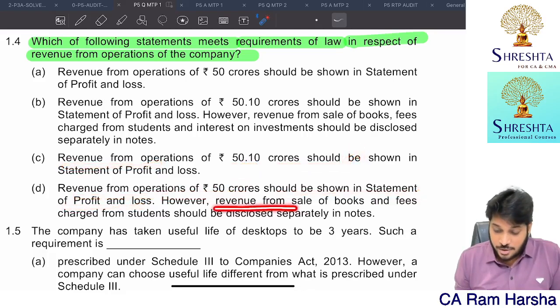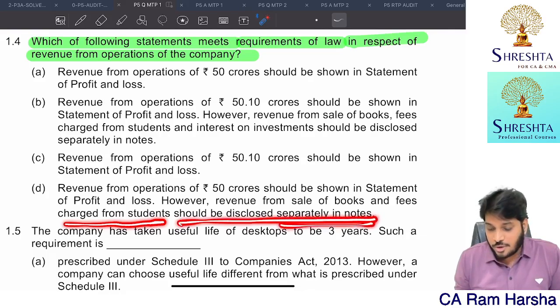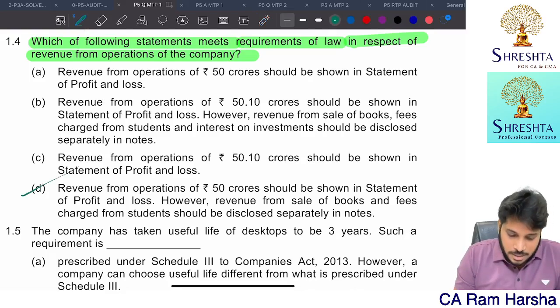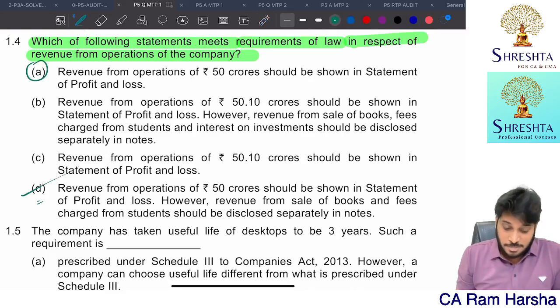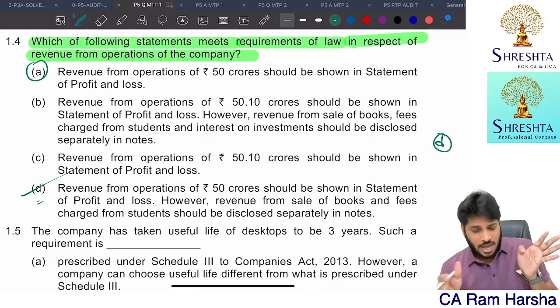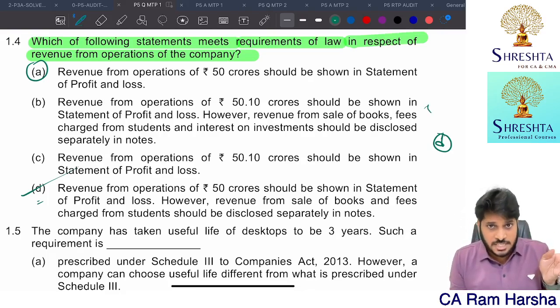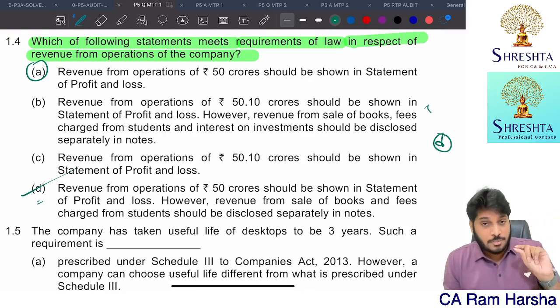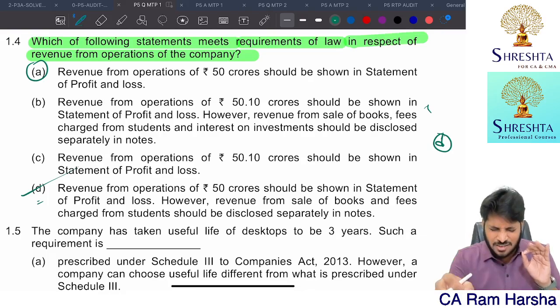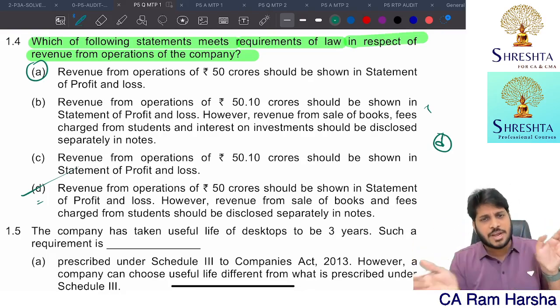Revenue from operation 50 crore should be shown in statement of P&L. However, revenue from sale of books, fees charged from students should be disclosed separately in the notes. That is very much right. Even more correct. This is even more correct disclosure requirement. A is correct, B is also correct, but D is even more correct. So option is D. So we show revenue from operation 50 crore, other income 10 lakhs anyhow. Other income point of view, they didn't give correct option anything. So we ignore that. So revenue from operation 50, breakup should be shown from coaching fees how much, from examination fees how much, from sale of books how much, we should show the breakup.